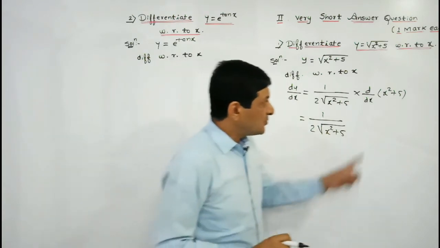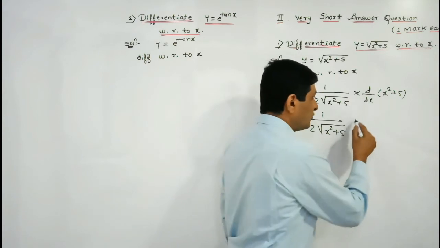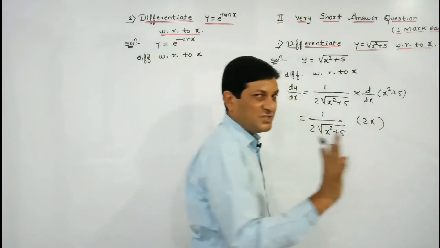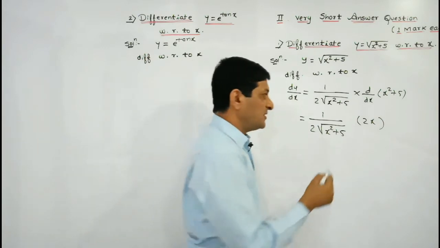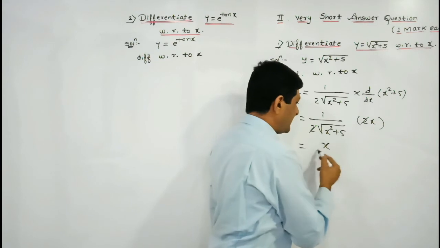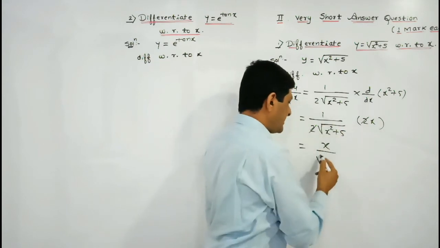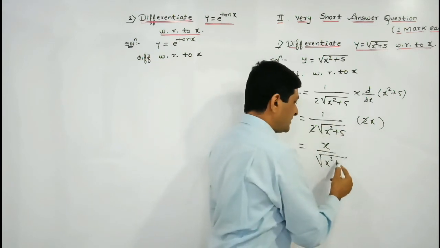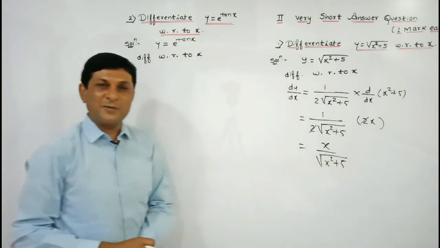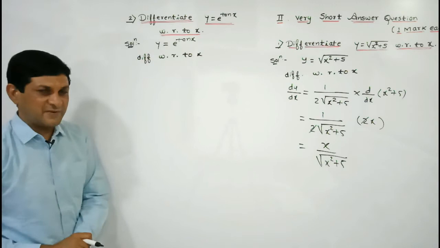Okay, well now here the derivative of x square is how much? 2x, and the derivative of the constant term, means the derivative of 5, is 0. So it is not necessary to write 0 here. Here we can easily observe that 2 will get cancelled, and what answer are we getting? x into 1 will be equal to x, and in the denominator x square plus 5, you keep it as it is. So x upon under root x square plus 5 will be the required differentiation.